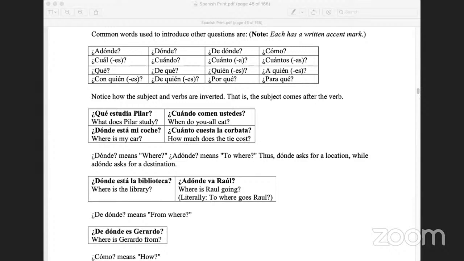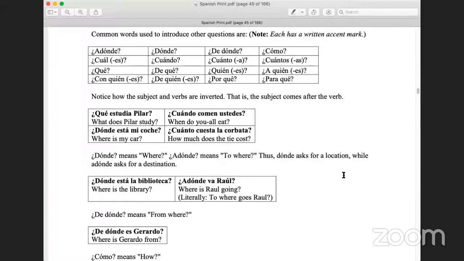Where's that testing microphone at? All right, sounds good to me.